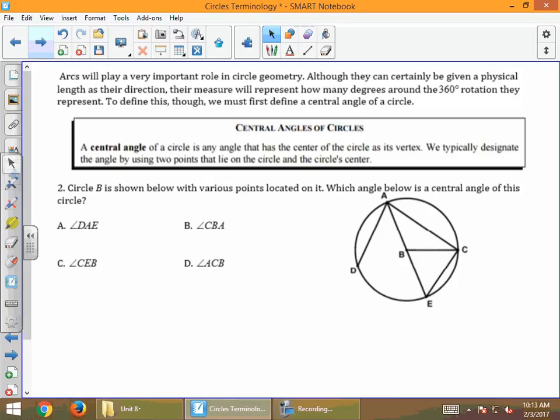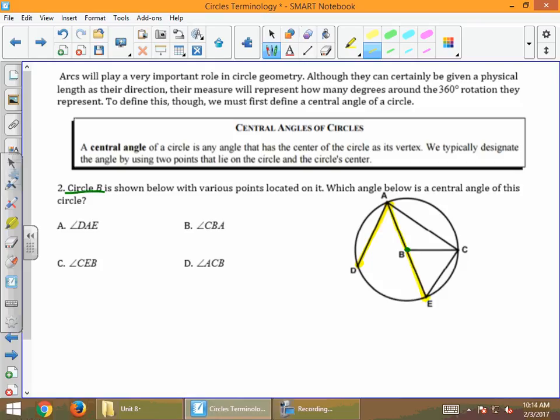Okay? So here we have circle B. So what's our center of our circle? We have circle B. B. So here's B, here's our center. And we want an angle whose vertex is B. So I just go through, you can maybe just look at it right away. You know how to name angles? If not, we're going to go ahead and highlight each angle. So we're going to go down, start with A. D, A, E. So from D to A to E.